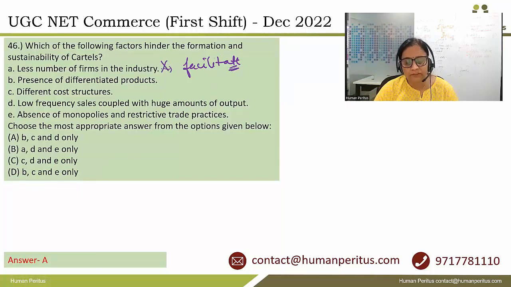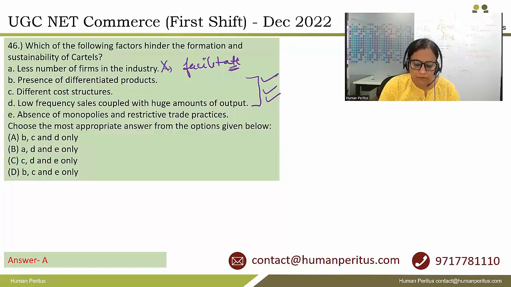So presence of differentiated products, different cost structures, and low frequency sales coupled with huge amount of output. In all these three options, yes, this will hinder the formation or sustainability of cartels. Why? Because they will not be able to collude. They will not agree upon one point, because the products are differentiated, because the cost structures are different, and in the D option, they are not going to meet frequently because of the low frequency sales, right?